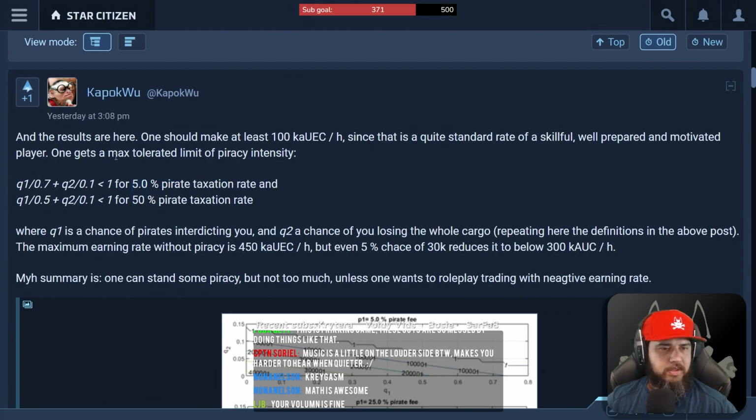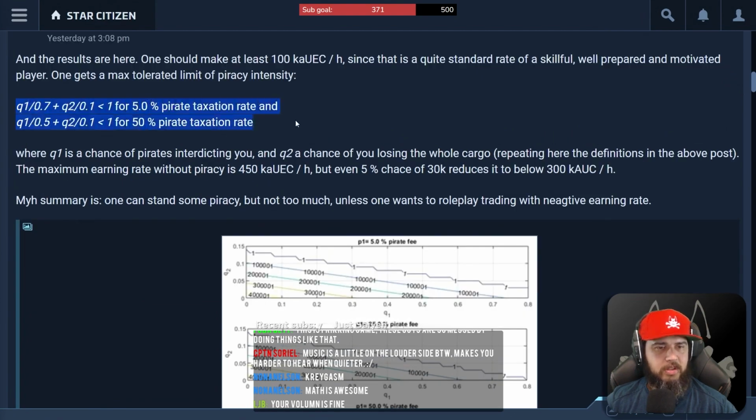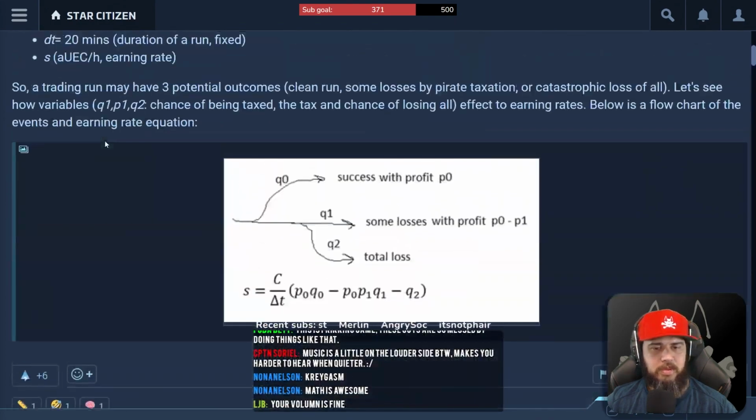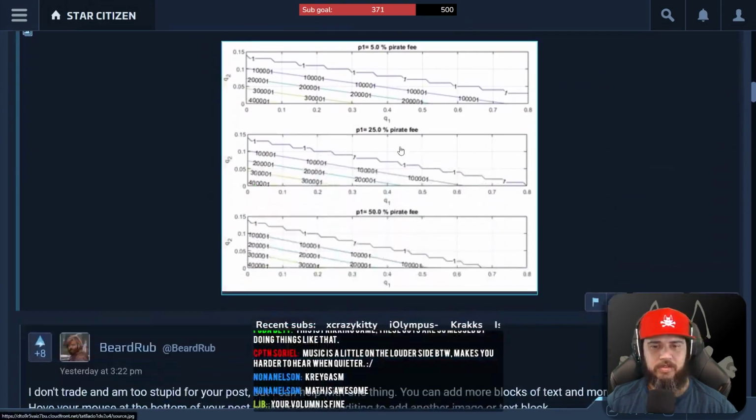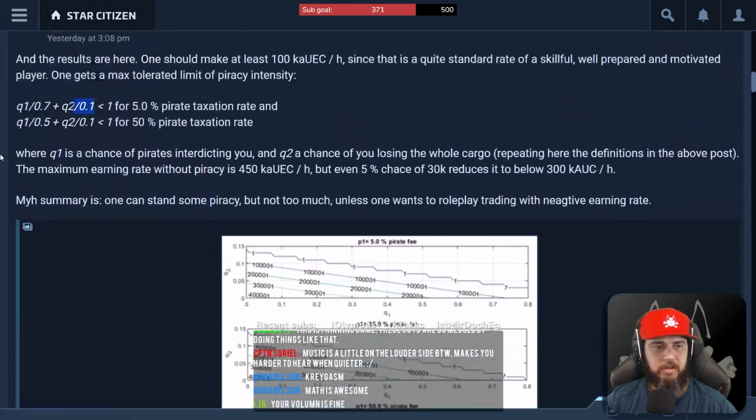And then we get some max tolerated limit of piracy intensity. But they're assuming that you're getting extorted or ransomed in both instances, but the rate that you're paying at varies. So it's either between 50 to 70%. What is Q2 supposed to be? I'm going to do my head in trying to work this out. I'm guessing this graph here probably explains it a bit better. But Q1 is a chance of pirates interdicting you, and Q2 a chance of you losing the whole cargo.